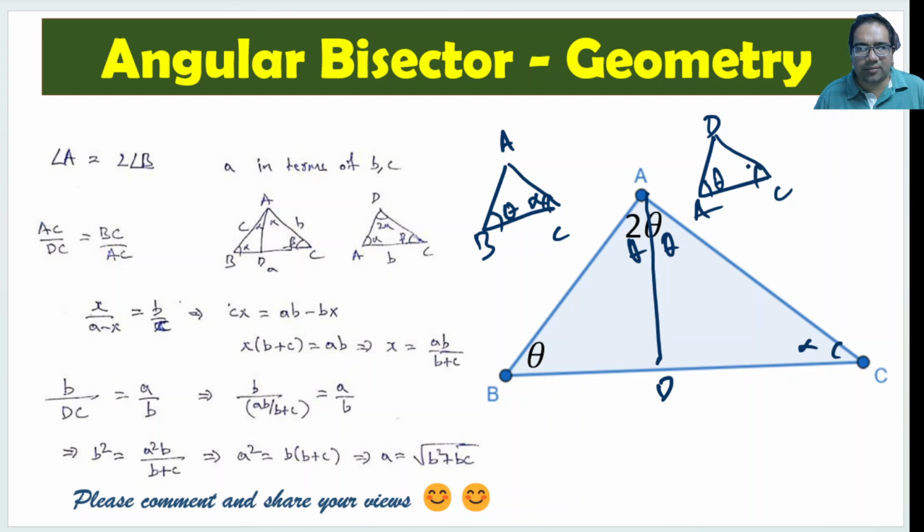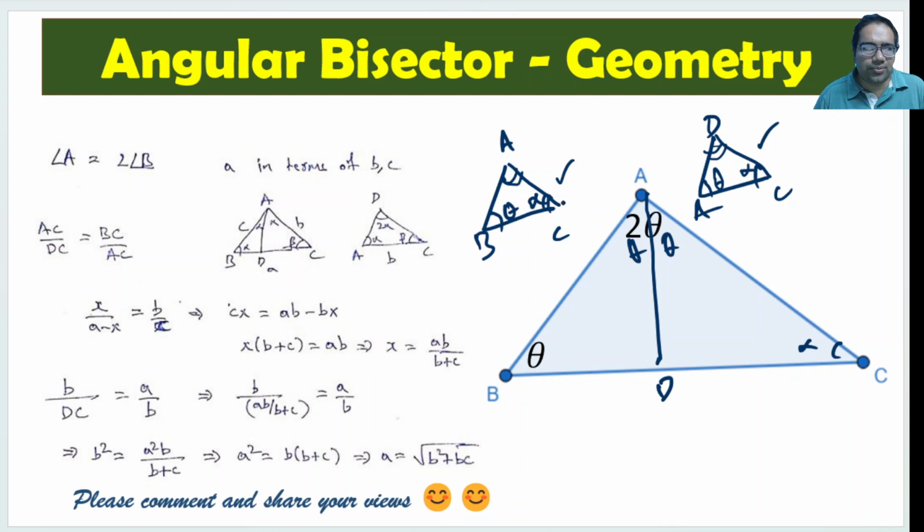So what does that mean? If two angles are the same, automatically the third angle is also the same. Because all three angles are the same, this triangle is similar to that one. What does that mean? AB by AD equals BC by AC equals AC by DC.